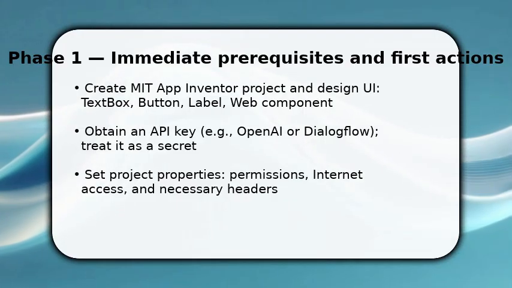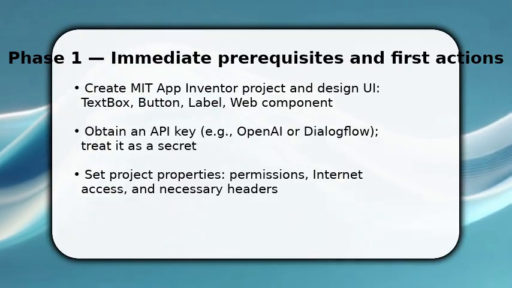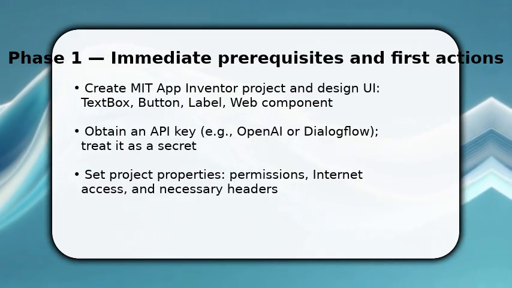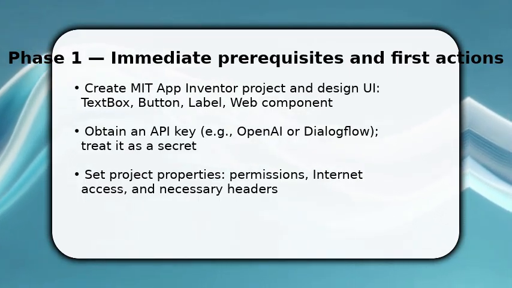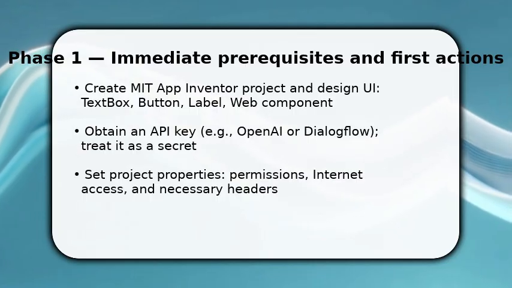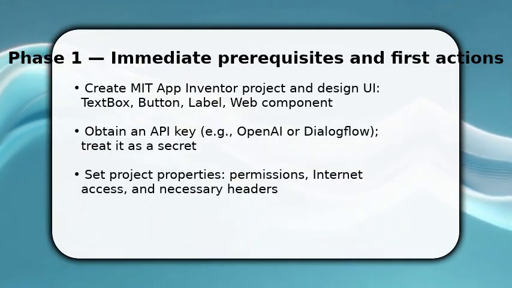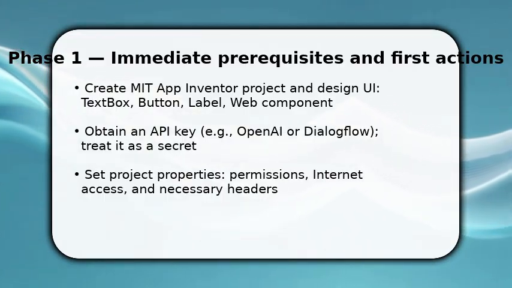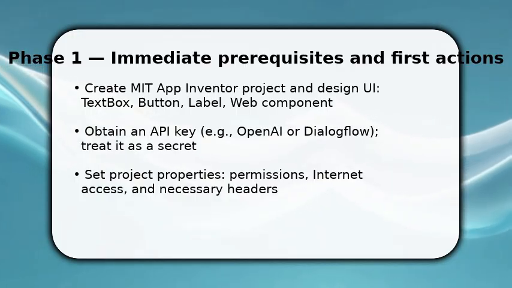You start by gathering the essentials and taking action right away. Create your App Inventor project, add a text box for user input, a button to send, and a label or list view for replies. Once done, get an API key from your chosen service. Keep it private. Make sure to add a web component to the screen and enable internet permission in project settings. This connects your app to the AI.